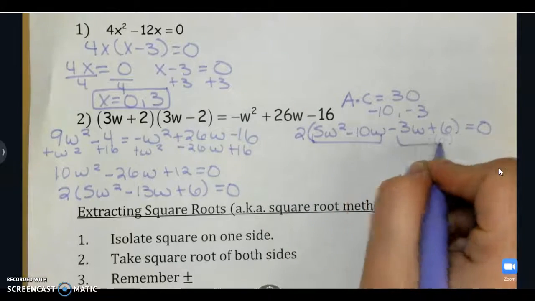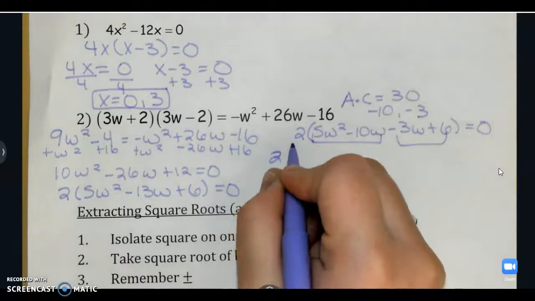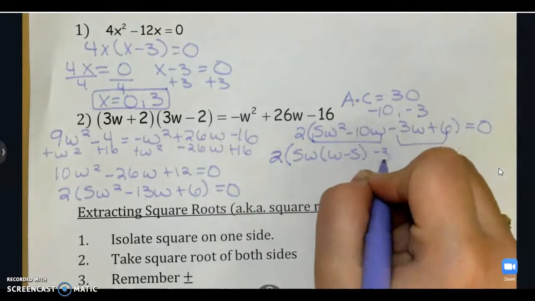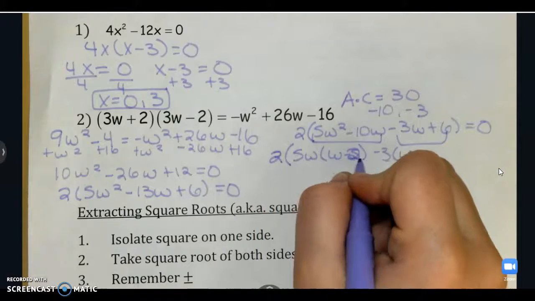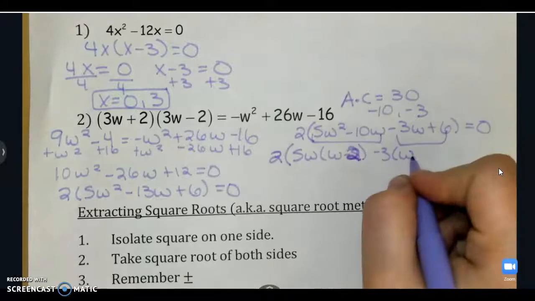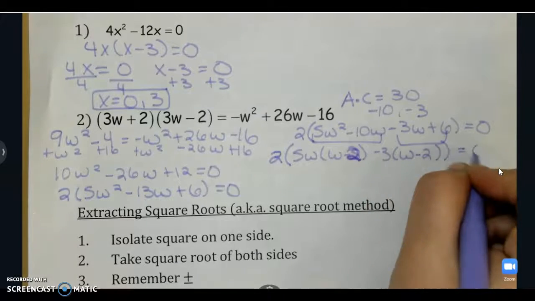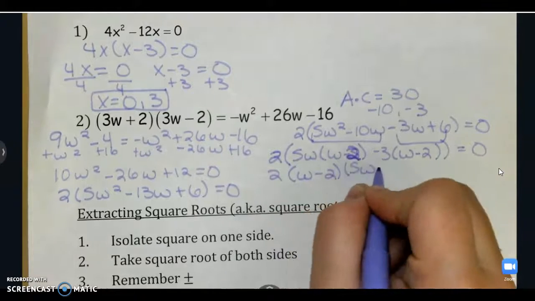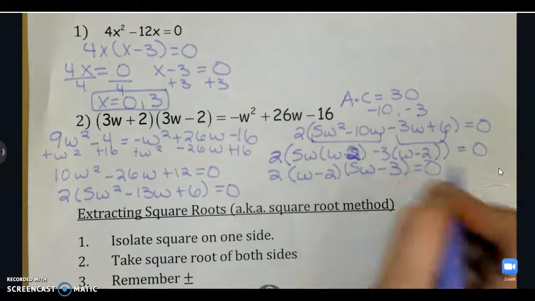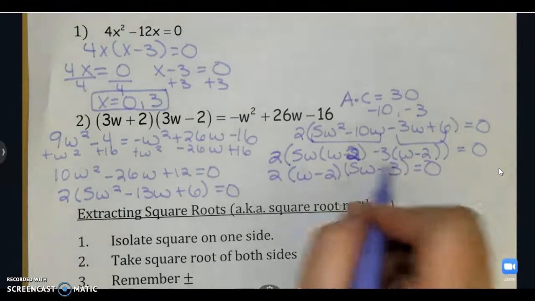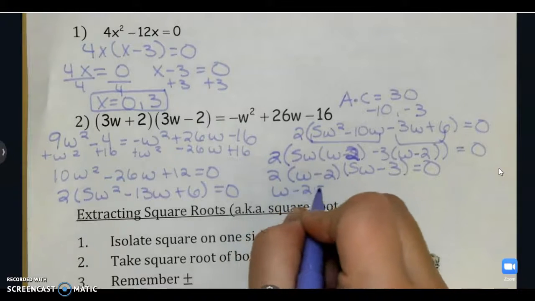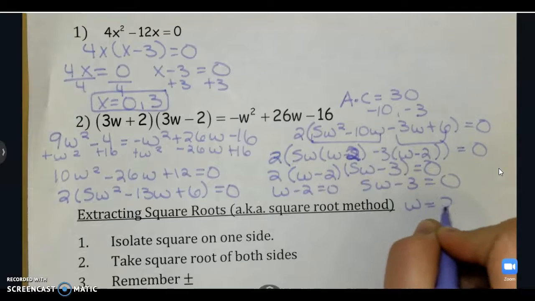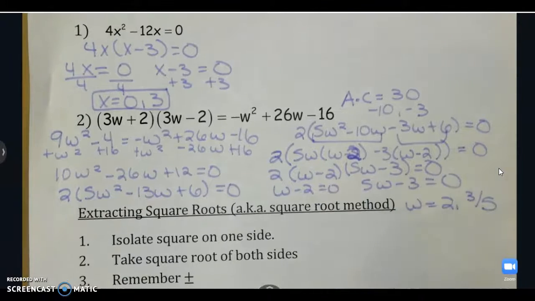Now I group and I group. So that 2 is still in the front. That should be a 2, not a 5. So w minus 2 is my common factor, and that leaves us with 5w minus 3. So now I'm ready to solve. Set each parentheses equal to 0. And I'm going to get 2 or 3/5.